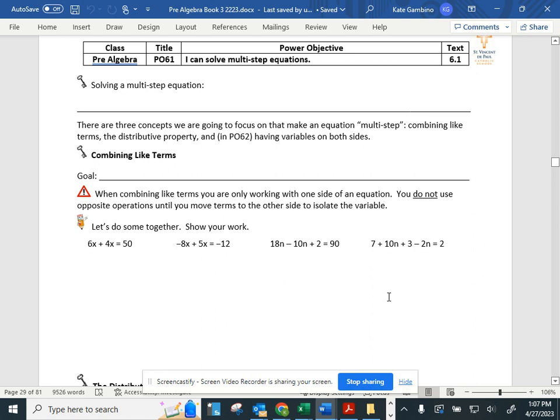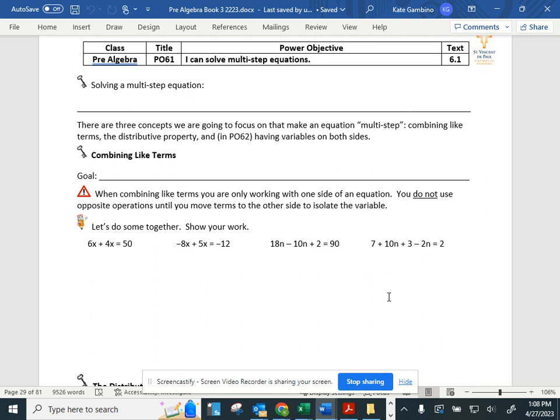Good afternoon. We are continuing with those algebraic expressions turning into equations now. We've been working on simplifying those expressions, and I keep telling you, if it doesn't have that equal sign, we're not solving for anything, we're just simplifying. But now we look at PO61 and it says, I can solve a multi-step equation. If it's an equation, what are we going to see? The equal sign. So now we're actually going to be solving.